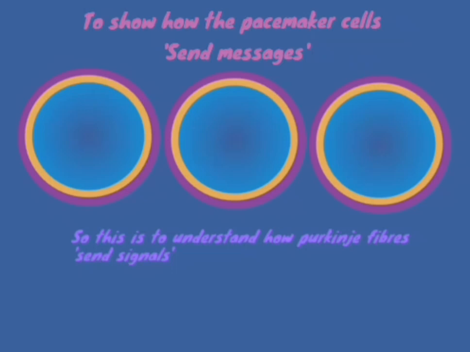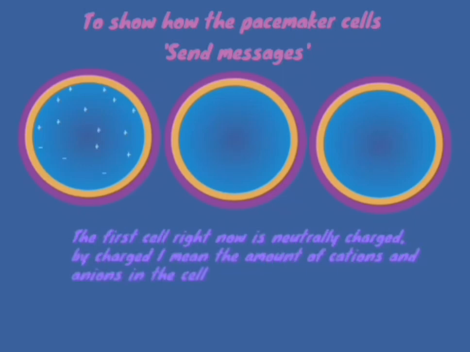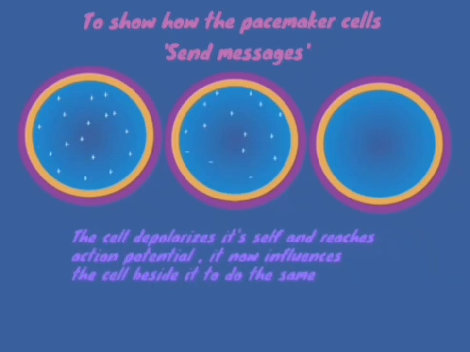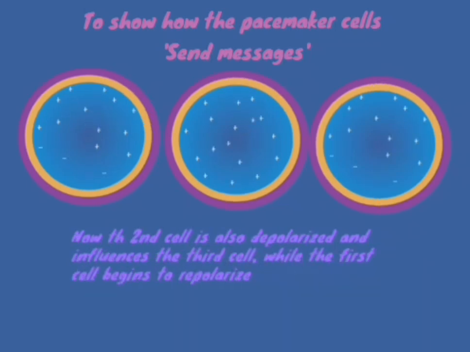To show how pacemaker cells send messages, this is to understand how Purkinje fibers send signals. Here are 3 cells. So let's say the first cell generates a signal. The first cell right now is neutrally charged. By charged I mean the amount of cations and anions in the cell. The cell depolarizes itself and reaches action potential. It now influences the cell beside it to do the same. Now the second cell is also depolarized.